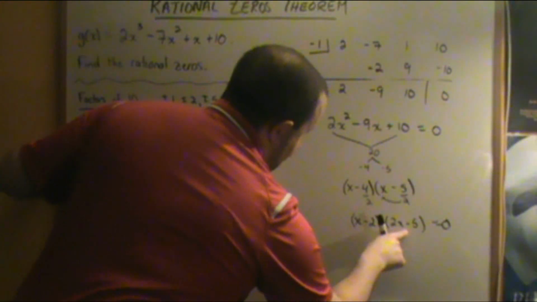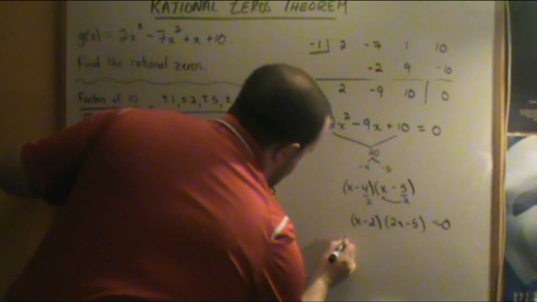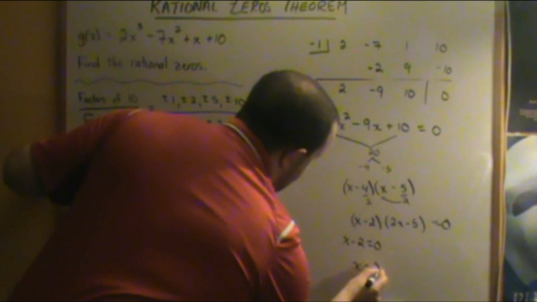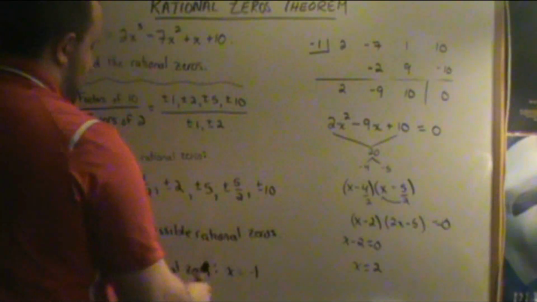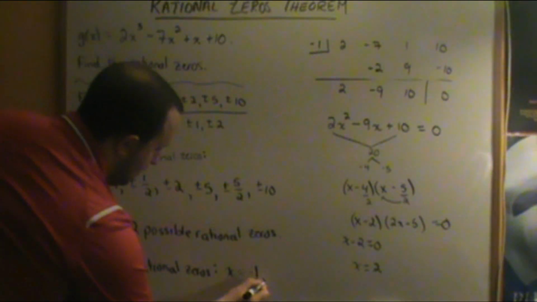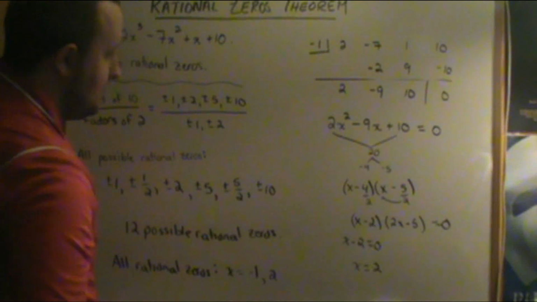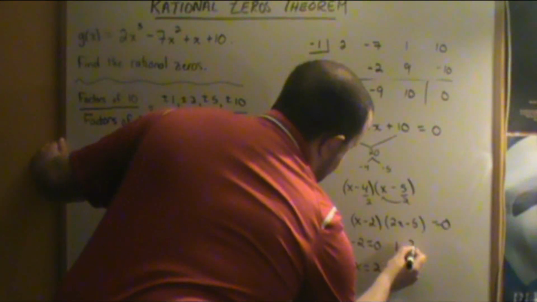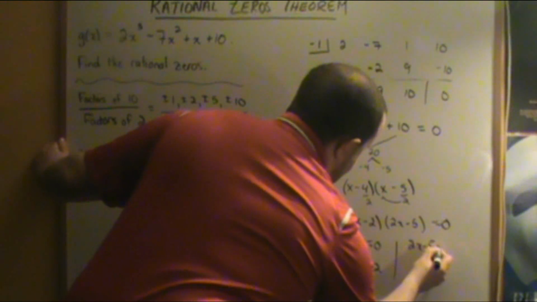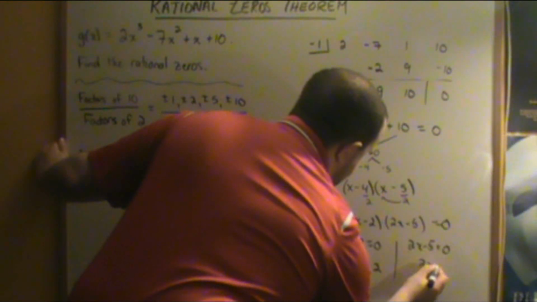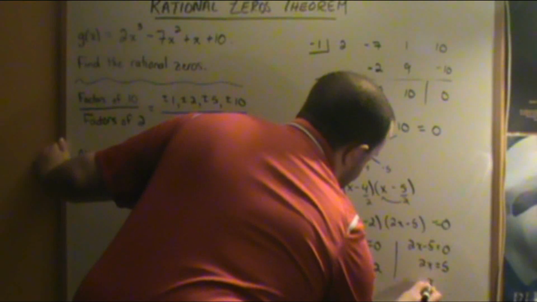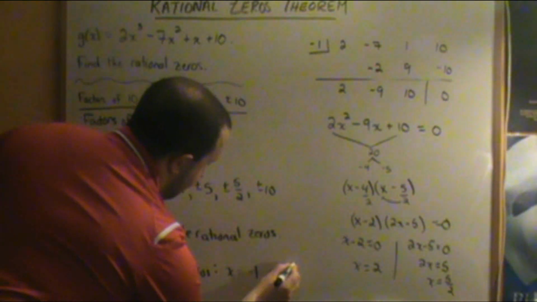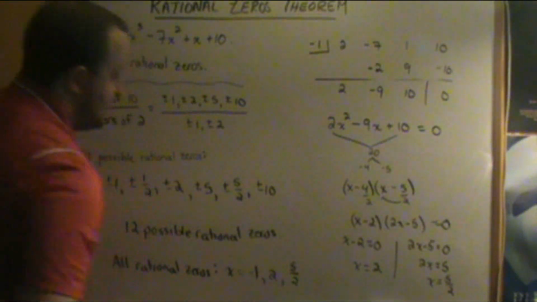So if we set both of these terms equal to 0 on their own, we get x minus 2 equals 0. So x equals 2. 2 is rational. So another rational 0 is a positive 2. And then if we set this equal to 0, we get 2x minus 5 equals 0. So 2x equals 5. And divide, we get x to be positive 5 halves. So another rational 0 is at 5 halves.